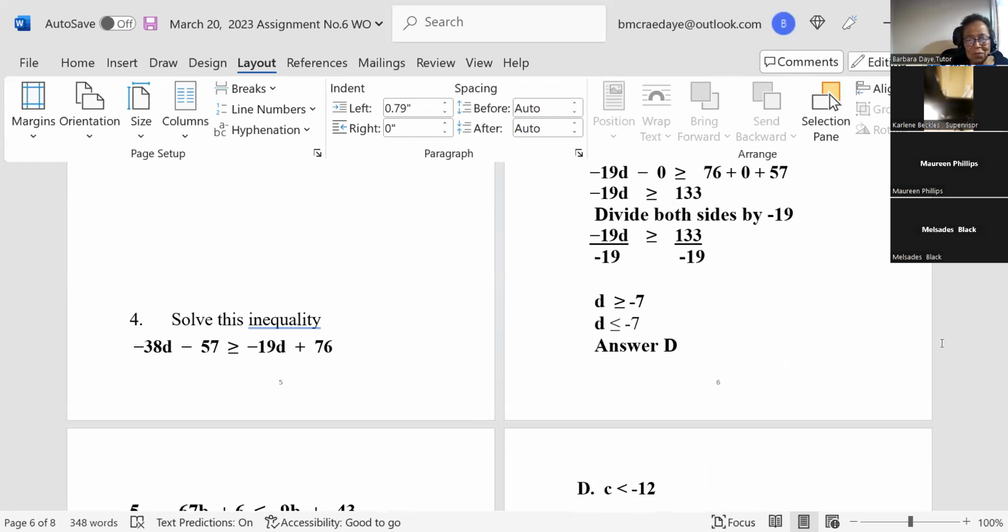Okay, see, whenever you divide, remember the rule. Divide by a negative or multiply by a negative, you reverse the inequality. So greater than or equal becomes less than or equal.